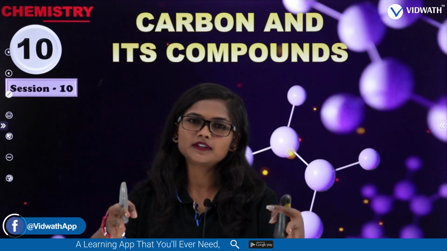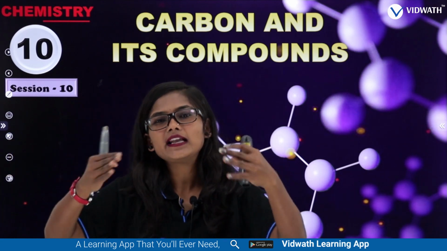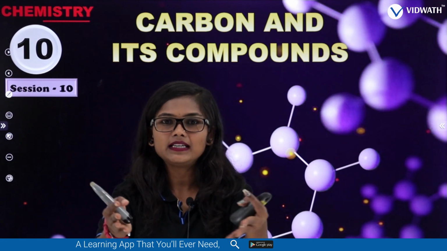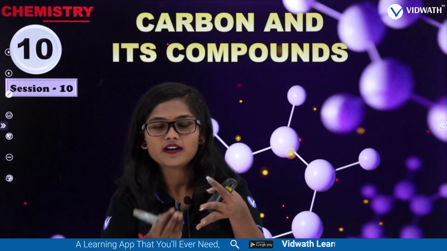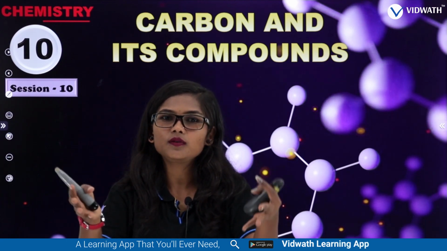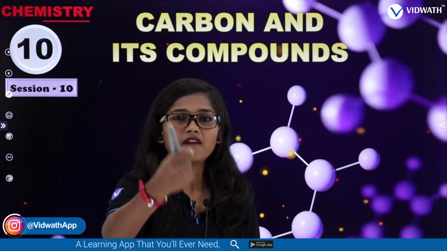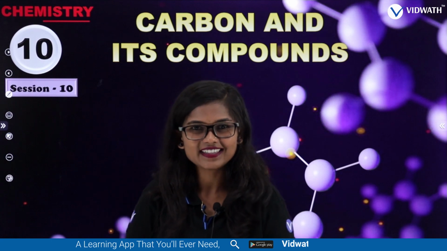So we got to know about the functional group in the previous session, right? We already learnt about the nomenclature of hydrocarbon compounds, the compounds containing only carbon and hydrogen. If in place of the hydrogen we have these functional groups, how do we name those compounds? That is what we are going to learn in this session, okay?